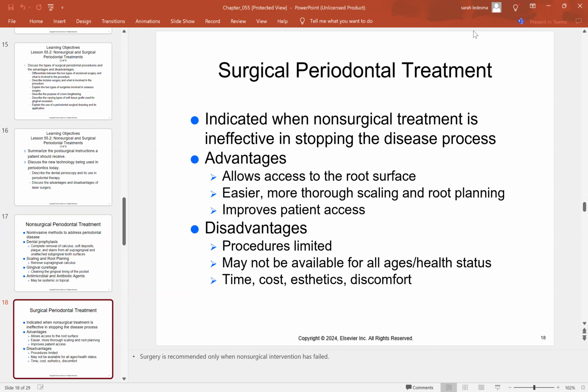Surgical periodontal treatment is indicated when non-surgical treatment is ineffective in stopping the disease process. Advantages include allowing access to the root surface, easier and more thorough scaling and root planing, and improved patient access. Disadvantages: the procedures are limited, may not be available for all ages and health statuses, and involve time, cost, aesthetics, and discomfort.